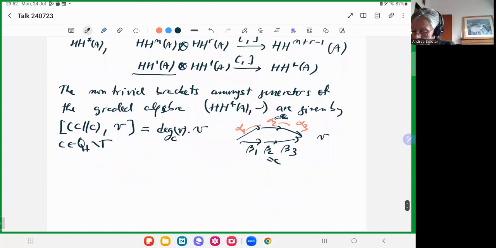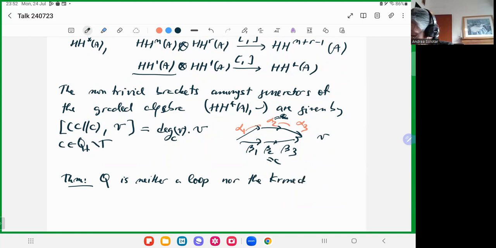And these are the only, let's say, non-zero generated brackets. So the theorem about the cohomology is as follows. Suppose that the quiver Q is neither a loop nor what is called the Kronecker quiver. In these cases, we can compute the Lie structure very easily.